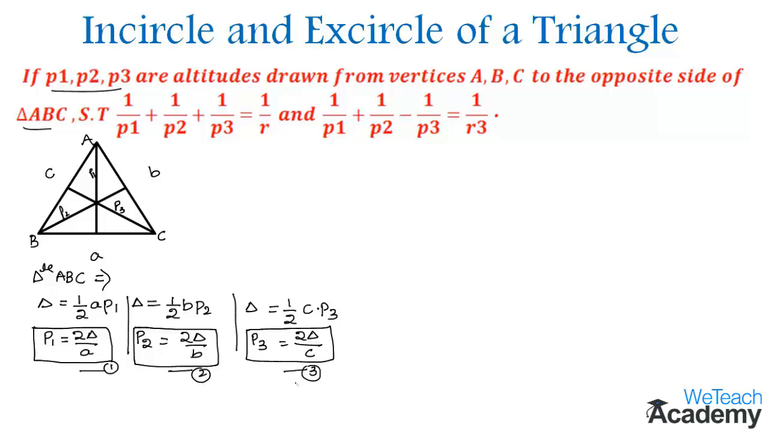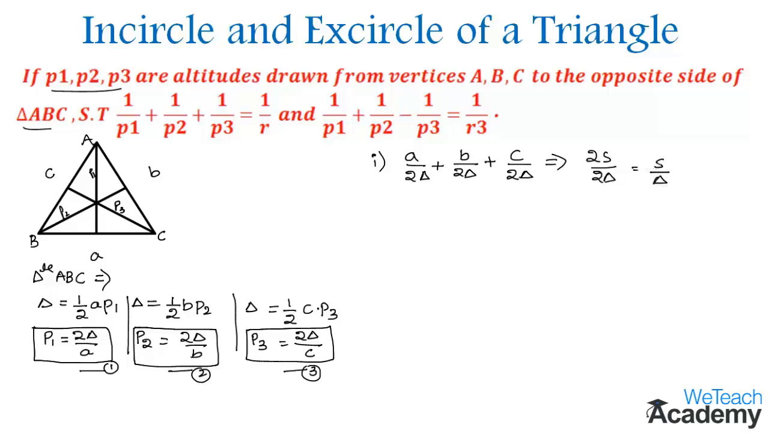And now we have to show that the value of 1 by P1 plus 1 by P2 plus 1 by P3 is equal to 1 by R. So first let us consider the LHS side and substitute the values of P1, P2 and P3. So by substituting the values we get A by 2 delta plus B by 2 delta plus C by 2 delta. And then we have the common denominator. So by adding the numerators we get A plus B plus C, which is 2S divided by 2 delta, and then cancelling 2 we get the result as S by delta.